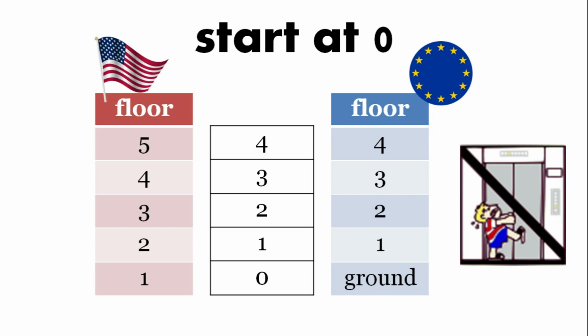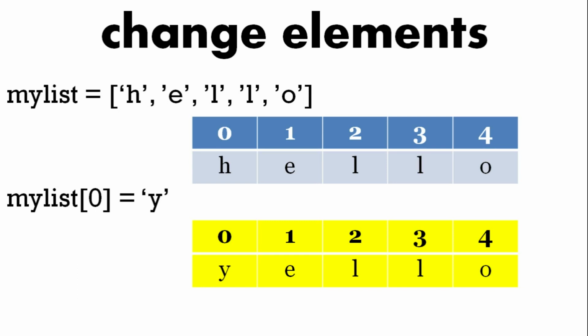The list starts at 0. So let's have a look at that. We've got the list of 5 letters H, E, L, L, O. So the letter at 0 is H, and then E, L, L, O at 1, 2, 3, 4. So my list 0, we can change that. In a list you can change the elements. So if we change the first element to Y, now we have yellow.